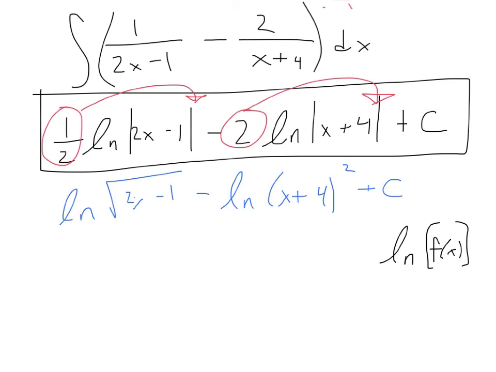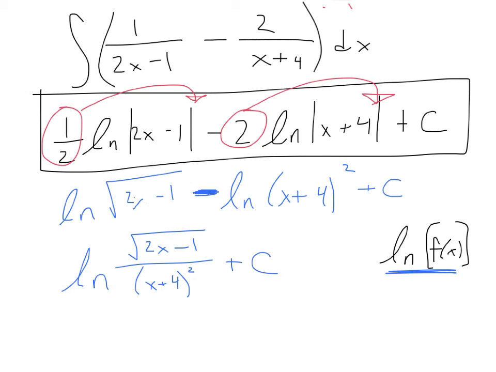And that's getting closer, but to get to a single natural log, we remember what you can do with two natural logs that are subtracted. If they're subtracted, we can do the natural log of the first one over the second one. And in the end, we get this really nice, compact answer for what the integral of the original expression was.